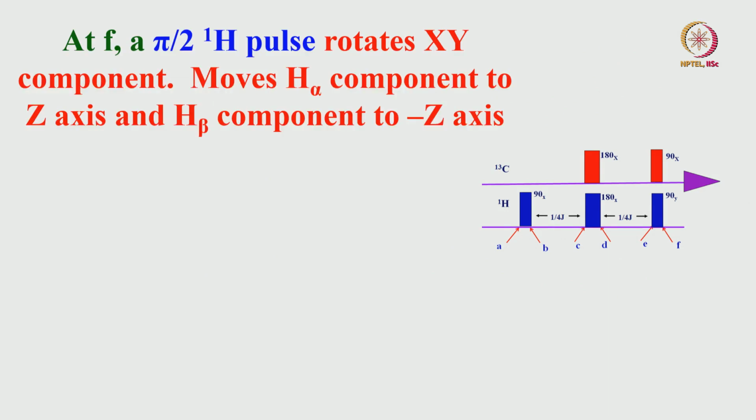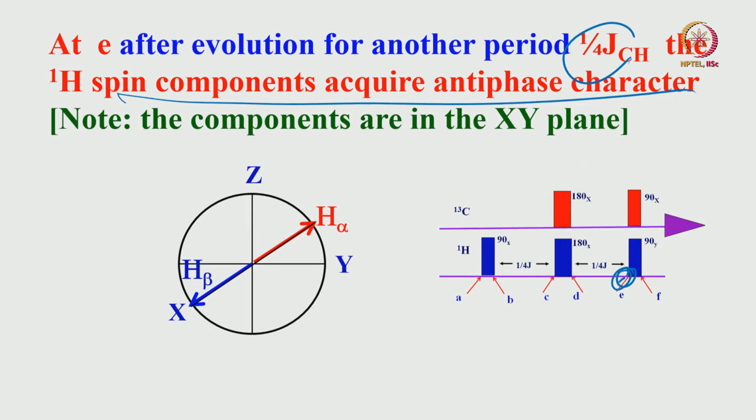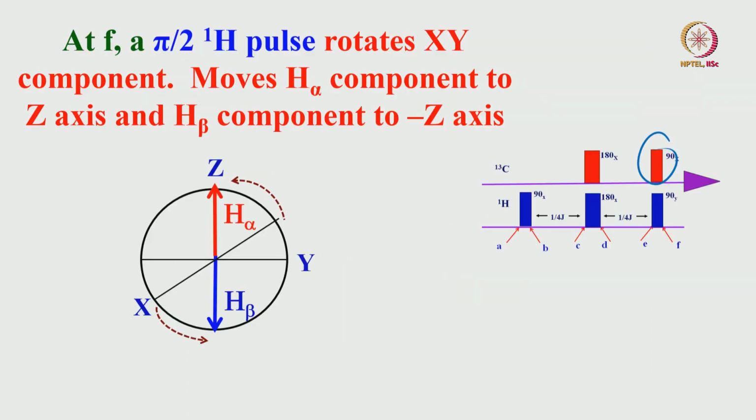At F, what is going to happen? A pi by 2 proton pulse rotates the XY component. Because they are antiphase here, the pulse on this will rotate it. H alpha will go here, H beta comes here. This is what happens. It rotates the XY component. H alpha moves to Z, because they are all orthogonal to each other. We have been discussing this from class 1. The H alpha component goes to Z, H beta goes to minus Z.